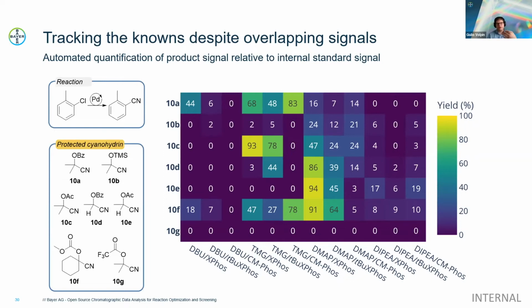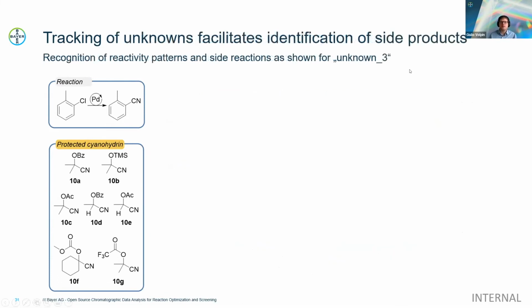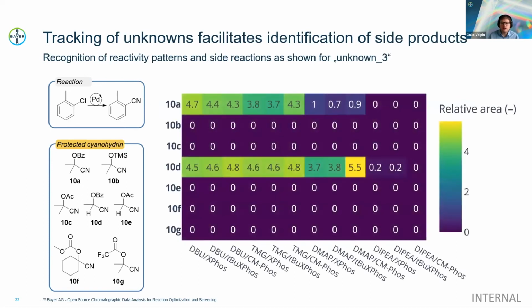We can go one step further with MOCCA because we have the full data analyzed, the full chromatogram, the full UV spectrum, and can also track, besides our known product that in this case we knew and we had reference against, something that the software called unknown 3. And unknown 3 appeared mainly in two rows, 10A and 10D.